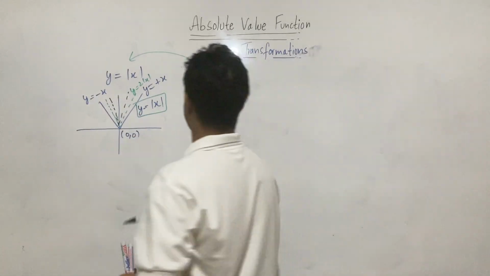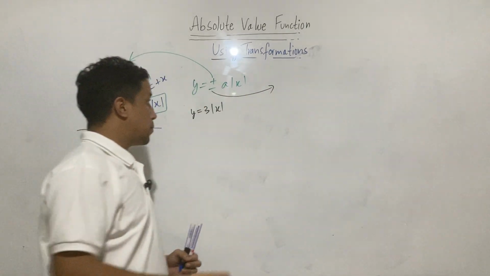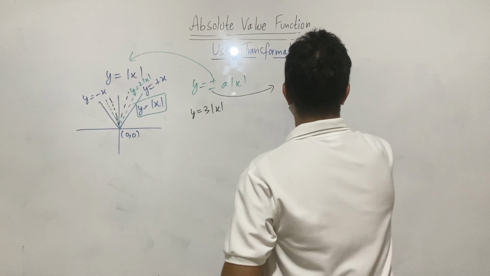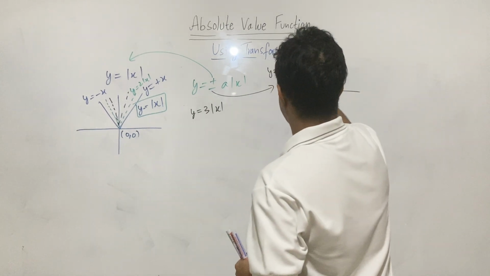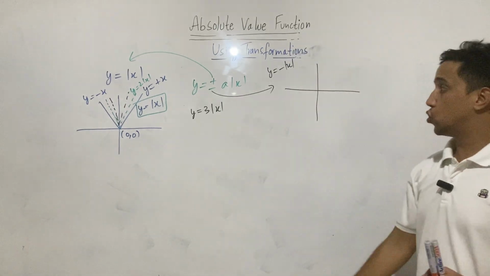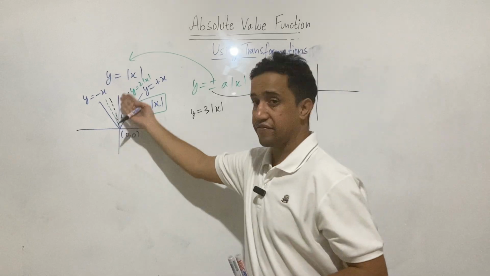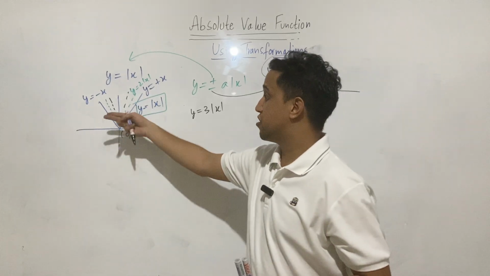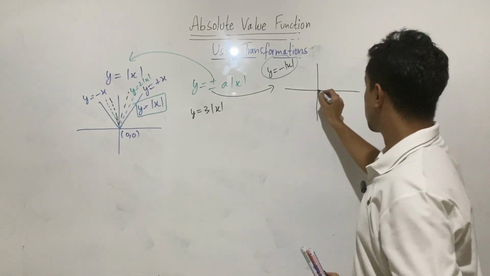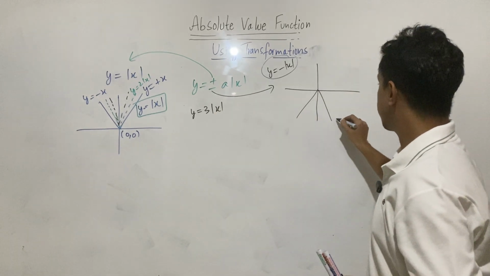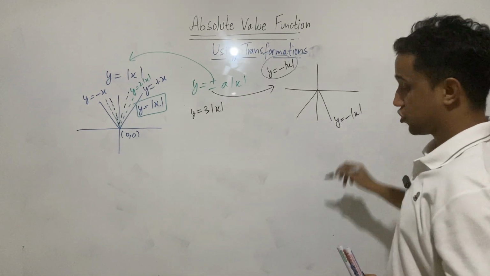Then let's take the negative case. Yesterday we spoke about it. We said that y equals negative of the parent function x. The graph for this is going to be the reflection of this graph around your x-axis. So it's going to be like this. This is y equal to negative parent function x.